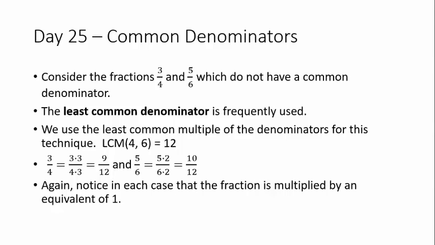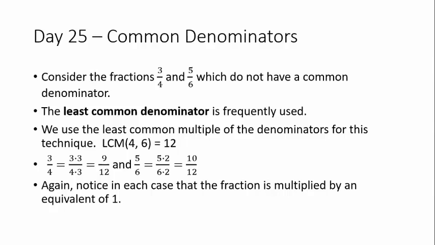Let's again consider our fractions 3/4 and 5/6. We want to use the least common denominator this time. In order to do this, we need to know the least common multiple of 4 and 6. The least common multiple of 4 and 6 is 12. We have talked about this before, so you may need to review how to find the least common multiple.